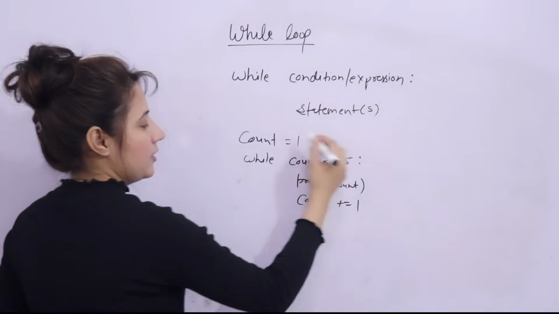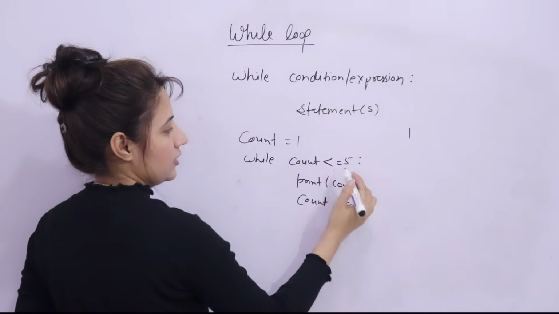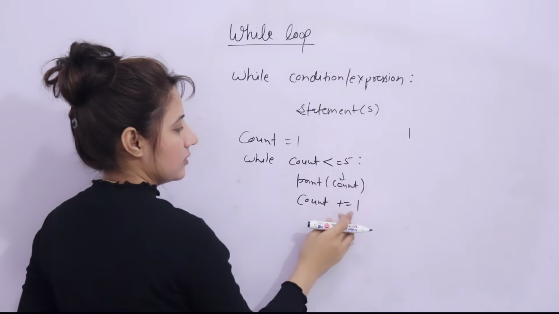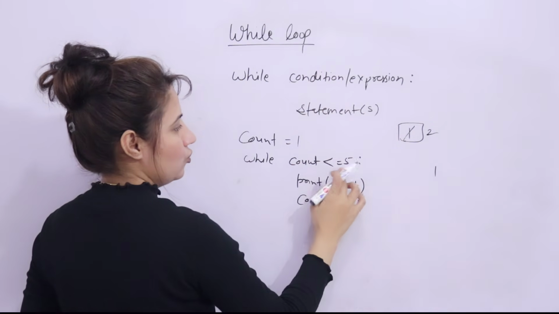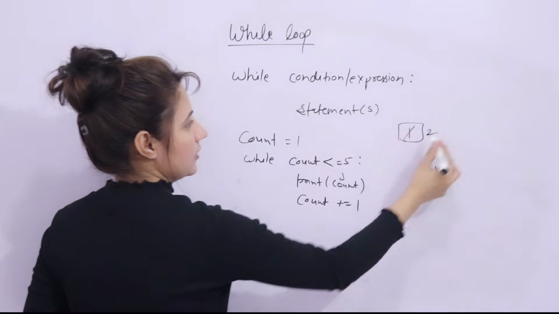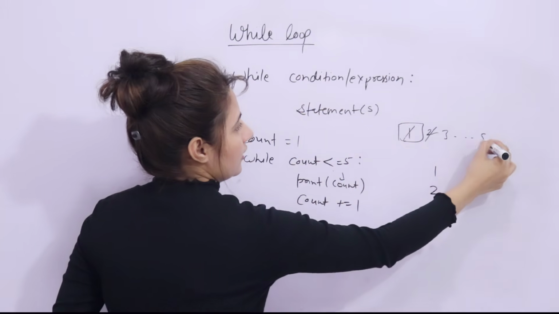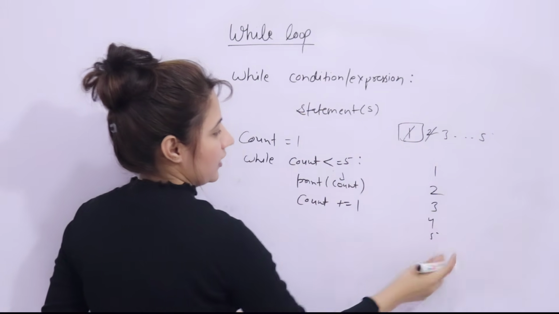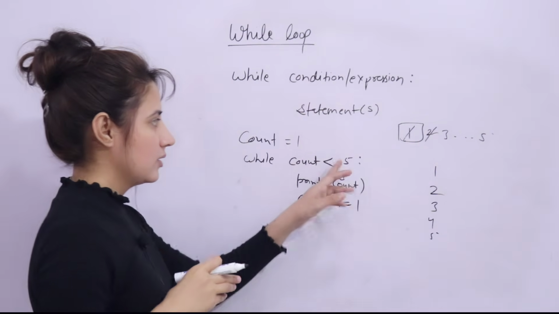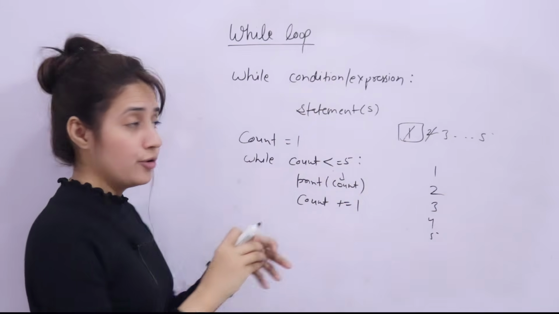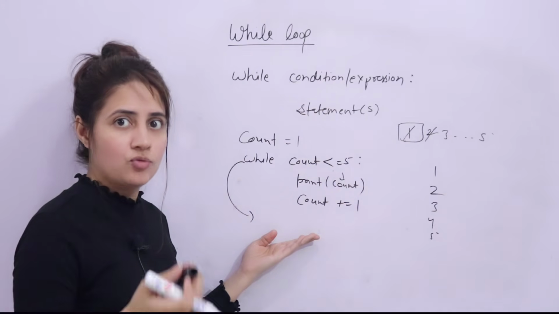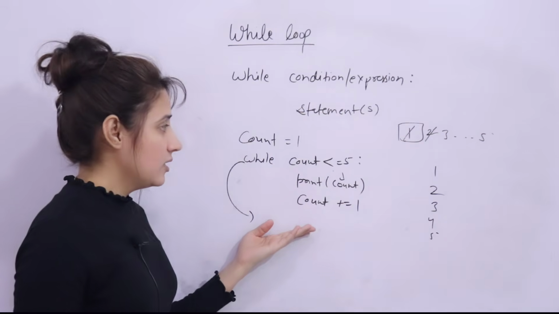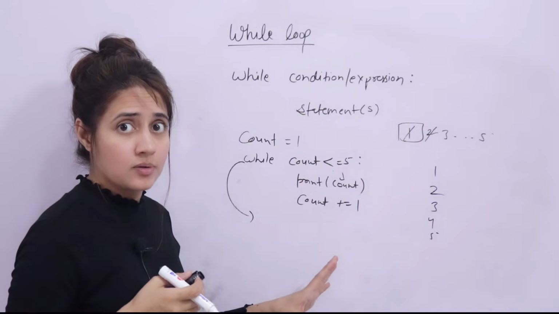So the first time count is 1, the condition is checked, it is true, count 1 is printed, then count becomes 2, condition true, again 2 is printed, then it becomes 3, like this till 5: 1 2 3 4 5. Like this 5 is printed, and after that it becomes 6, the condition is not true, so we exit from the while loop, and whatever you write immediately after this would be executed, right? If nothing is there, then exit from the program.